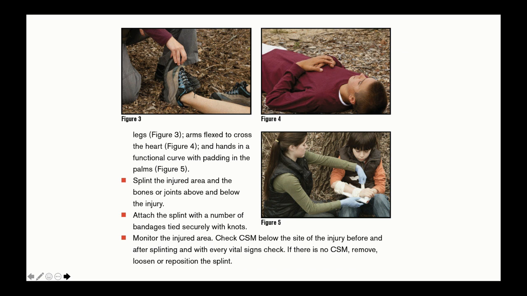Splint the injured area and the bone or joints above and below the injury like I talked about. Attach the splint with a number of bandages tied to secure the knots and monitor the injured area. It's important that every time you put a splint on that you check those CSMs, right? Can you feel the person's CSMs under or in the distal part, the furthest away from the body part of the arm or leg.